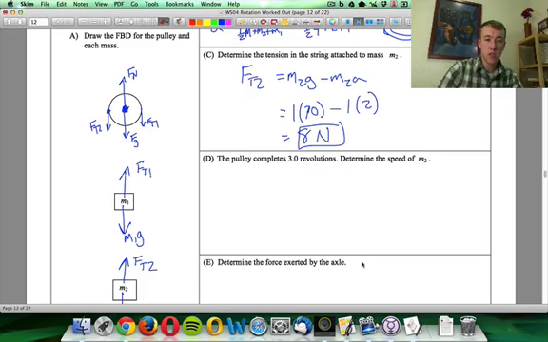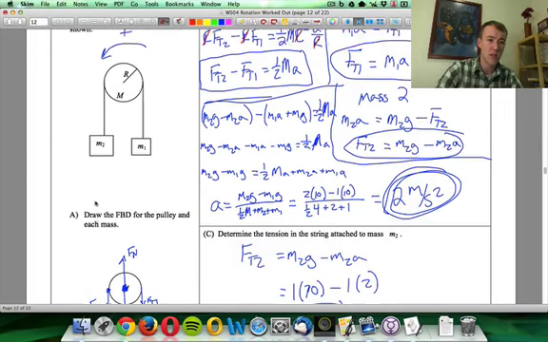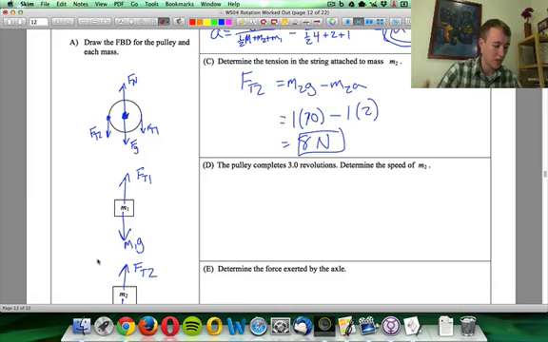Keep going. The pulley completes 3 revolutions. Determine the speed of mass 2. Alright, so something with rotational kinematics, but as mass 2 falls on this side, it's not rotating. So how do we combine these two?